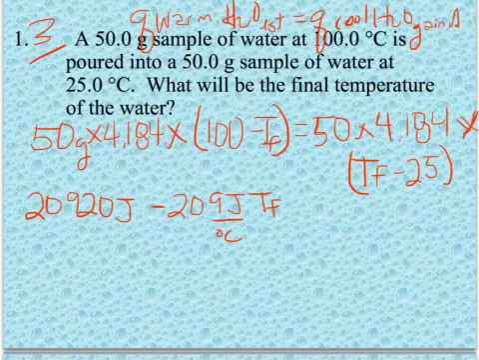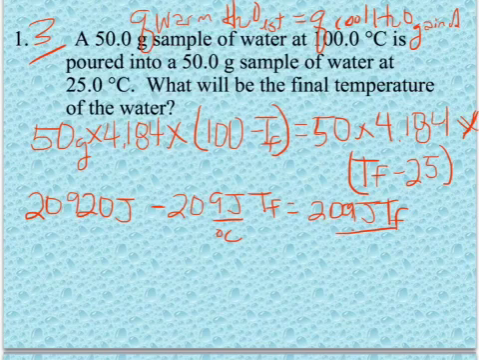Then I do the same thing on the other side. I multiply the 50 times 4.184 times T F, and I get 209 again, but this time it's positive, so I get 209 joules T F over degrees Celsius. And then I multiply the 50 times the 4.184 times the 25, and this time I get minus 5,230. So on the right-hand side we have 209 joules T F over degrees Celsius minus 5,230, and the units for that would be joules.